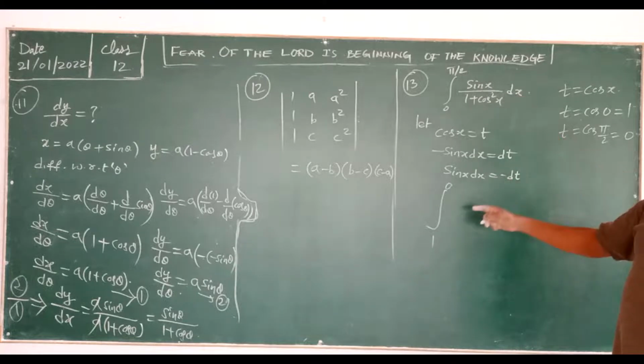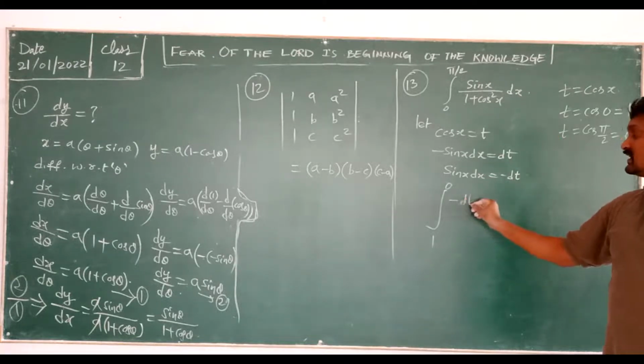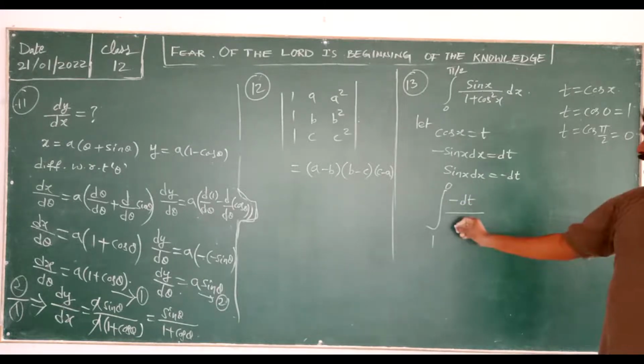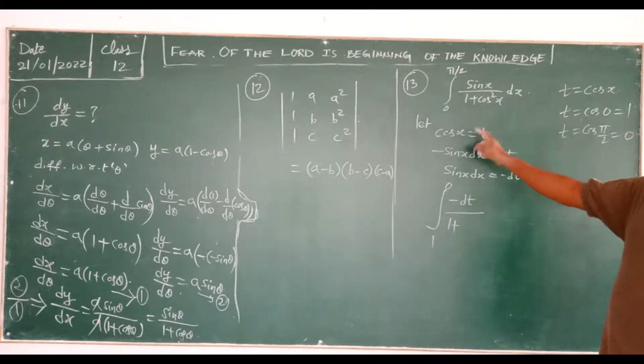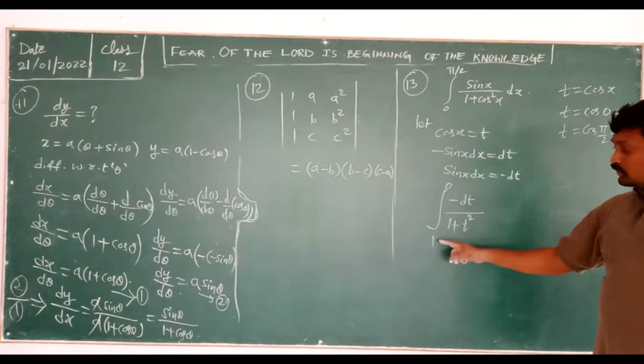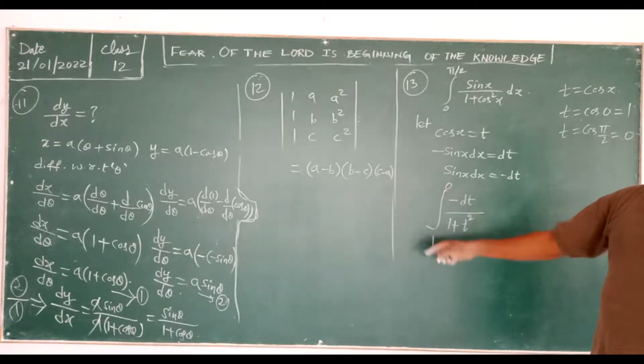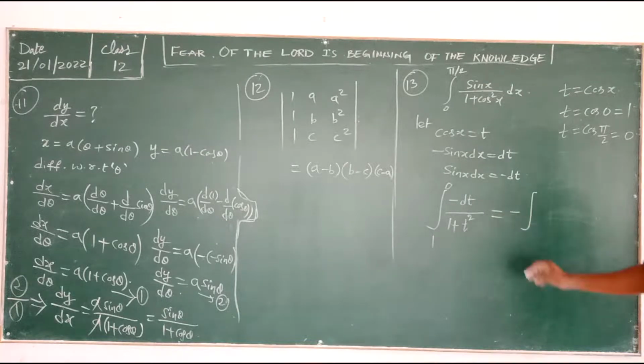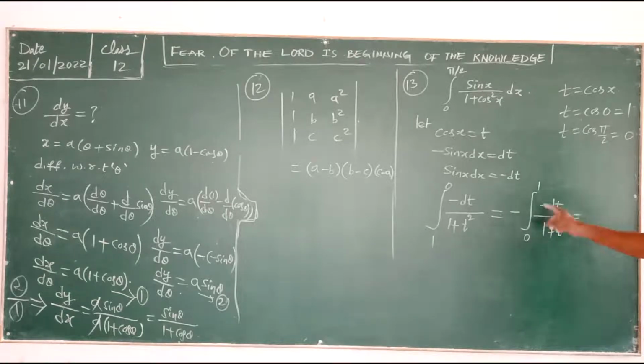Then sin x dx is nothing but minus dt, so write minus dt upon 1 plus cos square x, which is nothing but t square. Correct? Now the lower limit is the upper, so the minus symbol we can write. That means minus 0 to 1. Here the limits were 1 to 0; I changed them to 0 to 1, then minus will come. So minus dt upon 1 plus t square. Now minus into minus is plus, 0 to 1 dt upon 1 plus t square.